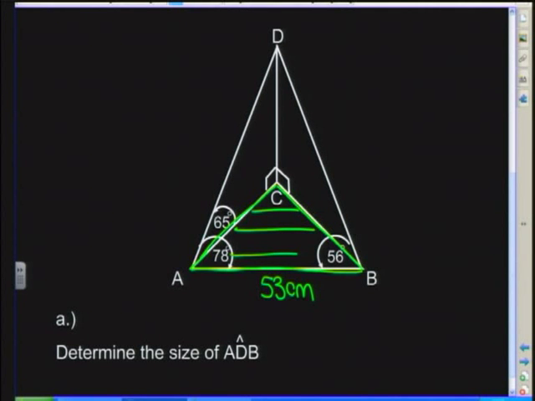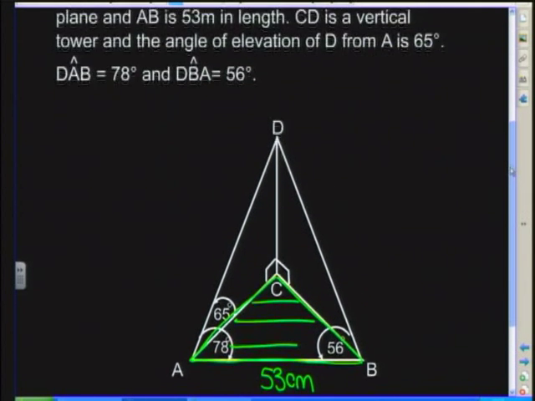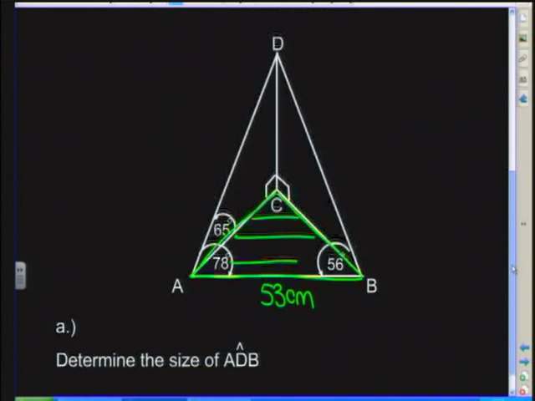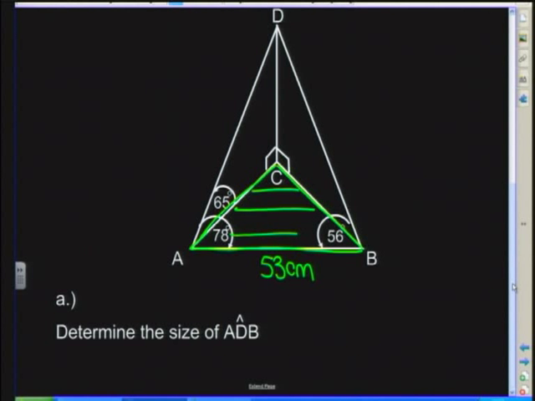Okay, so that's given to us over there. Right, what else have they told me? Oh, sorry, it's meters. CD is a vertical tower, and the angle of elevation of D from A is 65 degrees. So the angle of elevation of D from A.